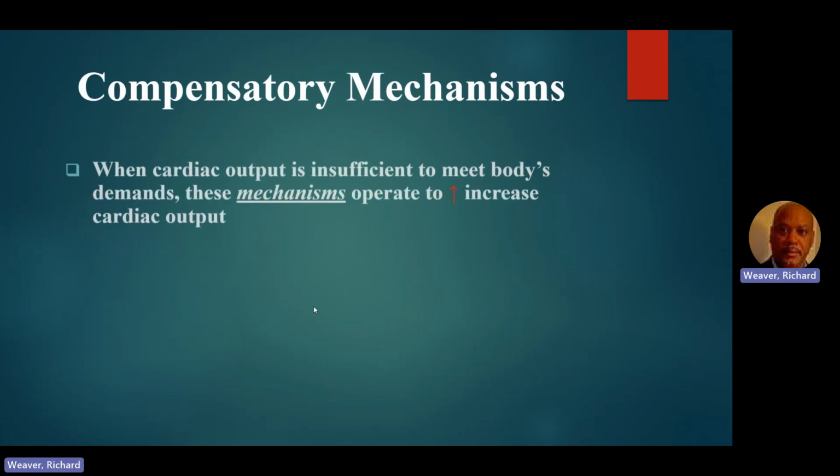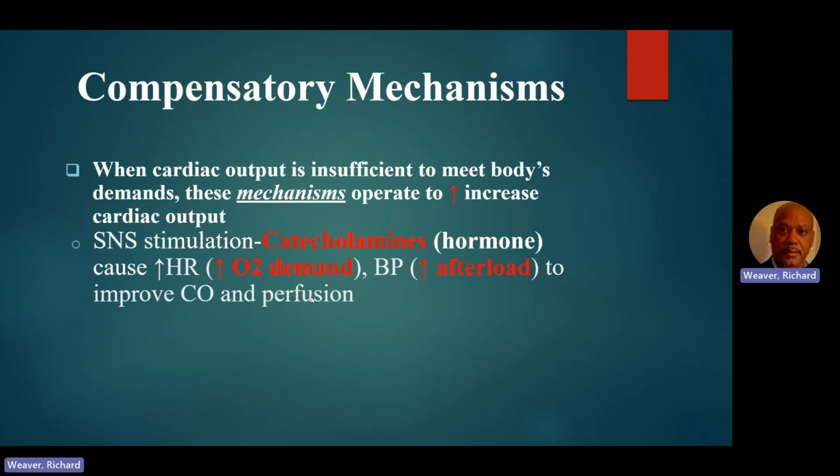All right, let's talk quickly about the compensatory mechanisms. When the cardiac output is insufficient to meet the body's demands, these are some of the mechanisms that operate in order to increase or improve cardiac output. We will just talk about one of them at this time. So what happens when our tissues and organs are not being properly perfused? There is a compensatory mechanism referred to as sympathetic nervous system stimulation. This causes catecholamines, which are hormones, to be released.